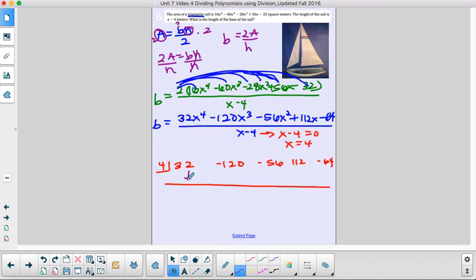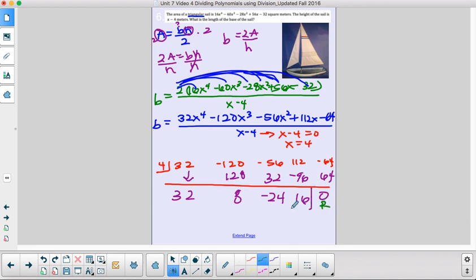So bring down the 32. 32 times 4 is 128. Add these two together and I'm left with 8. 4 times 8 is 32. Negative 56 plus 32 is negative 24. Negative 24 times 4 is negative 96. 112 minus 96 is 16. 16 times 4 is 64. Add them together, you get 0, so that's my remainder.